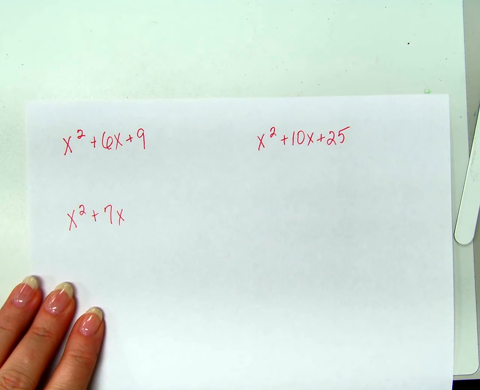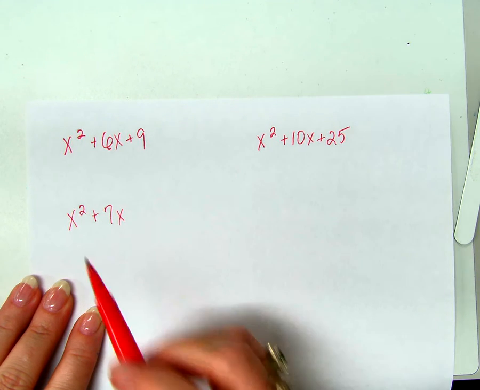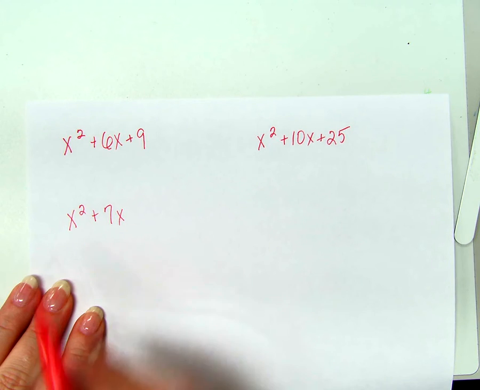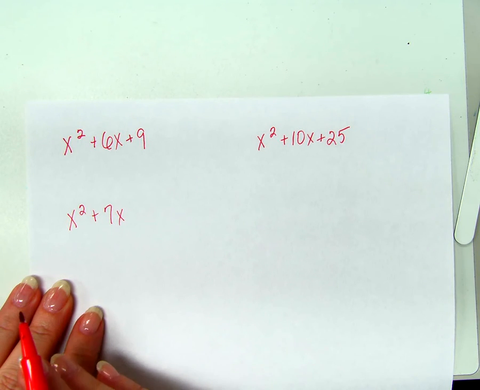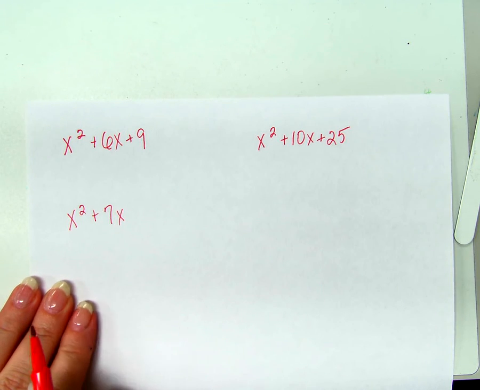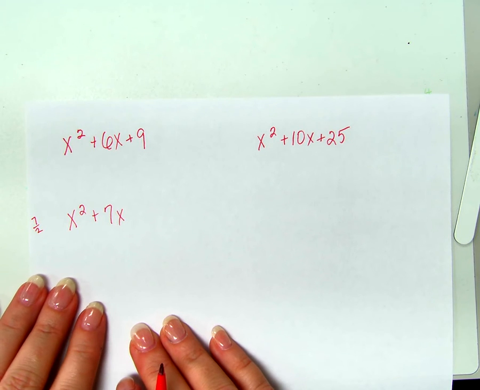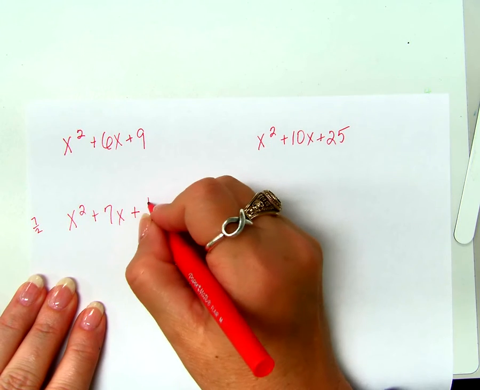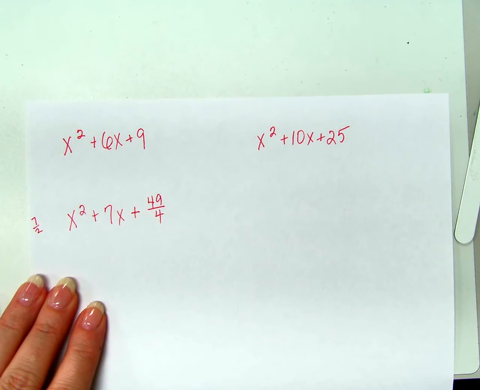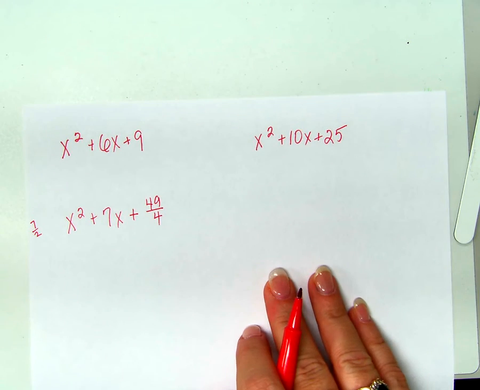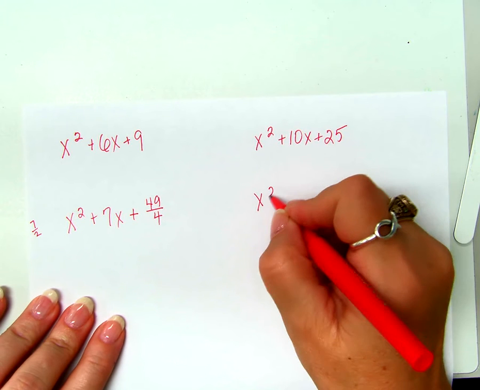Ugh. So don't make this too hard. Don't make it any harder than it has to be. What is 7 divided by 2? 7 halves. Right? What's 7 halves squared? 7 halves. How do we square fractions? So square the numerator and square the denominator. 49 over 4. Done. What about this? X squared plus x.